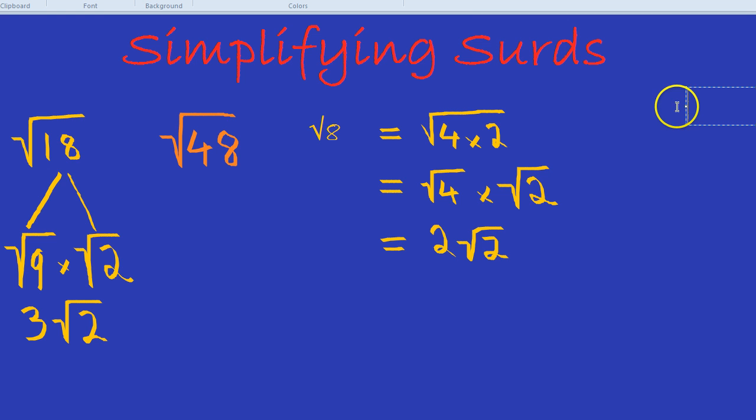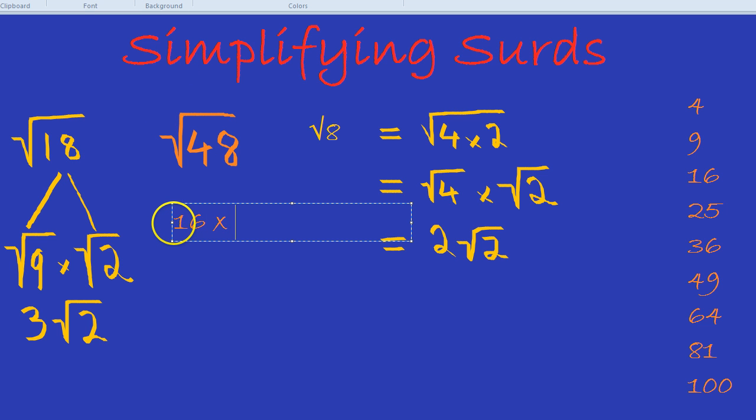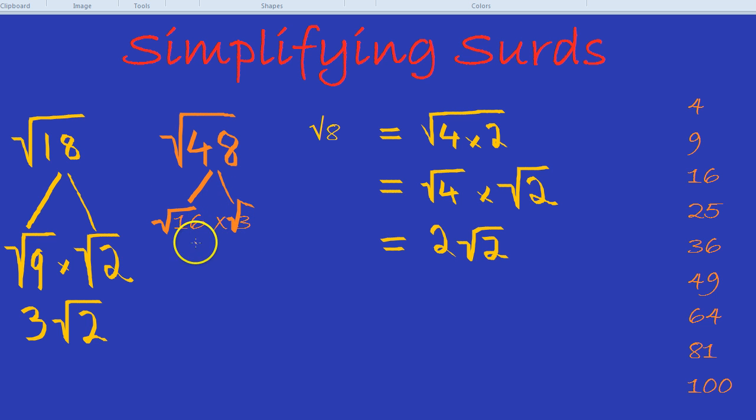It might help to know the square numbers really well off by heart, but I'll just write a few of them down here just to jog your memory. But these you really do need to know very well off by heart. Okay, well, 16 goes into 48. So 48 is 16 times 3, and as before, to simplify the surd, you imagine it's had some babies, the root 16 and the root 3, which look just like their parent. The square root of 16 is 4, and that's 4 times root 3, or 4 root 3.